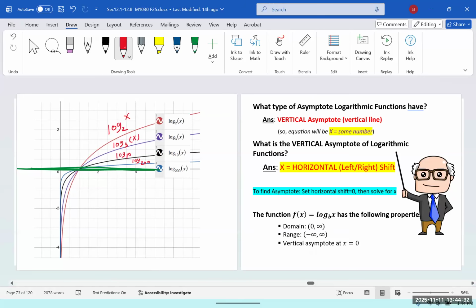And you already talked about the asymptote. We have a vertical asymptote, and that vertical asymptote we get from the left-right shifting. Left-right shifting means we have a number next to the x. So if you have x plus 1 set equal to 0, your vertical asymptote is x equals -1. If you have x minus 3 set equal to 0, your vertical asymptote is x equals 3. So whatever you have next to the x, you take its opposite.